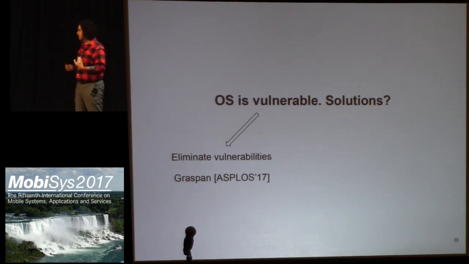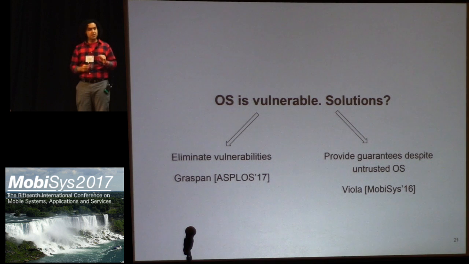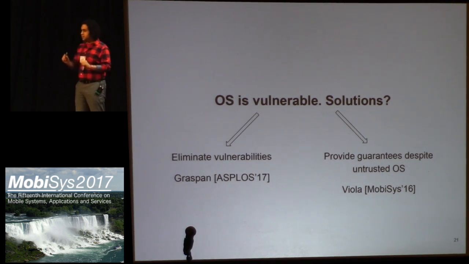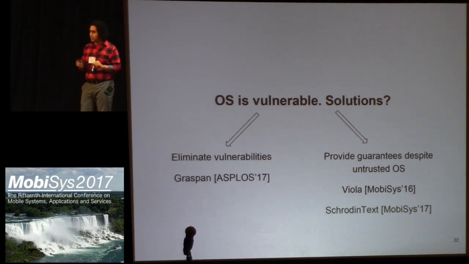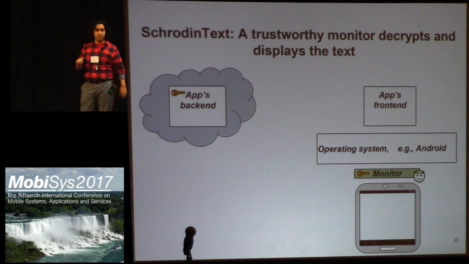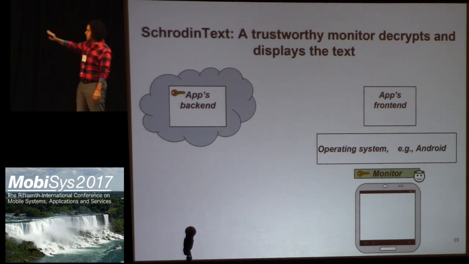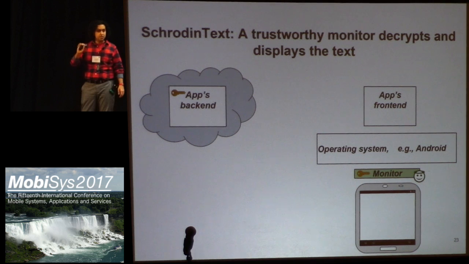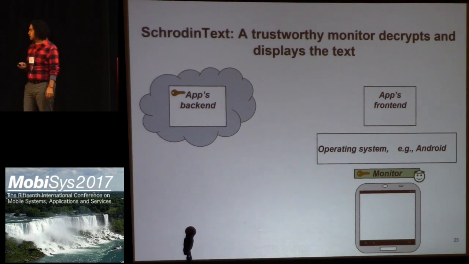So an orthogonal approach is to assume that the operating system is untrusted, and then try to see if we can use a very small and trusted monitor to provide some select security guarantees in the system. And this is the approach that we're going to take in SchrodinText. So this is how the overall system will look like now with the monitor. You can see on the client side, on the right side, we have this small monitor that sits below the OS, is more privileged than the OS, and it can protect itself from the operating system.